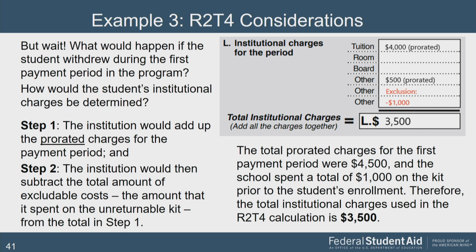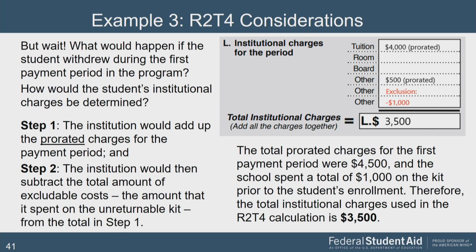The institution is going to add up the prorated charges for the payment period. Next, the institution would then subtract the total amount of excludable costs, that is the amount spent on the unreturnable kit, from the total in step 1. The total prorated charges for the first payment period were $4,500, and the school spent a total of $1,000 on the kit prior to the student's enrollment. That's the actual cost of the kit to the school. Therefore, the total institutional charges used in the R2T4 calculation are going to be $3,500.